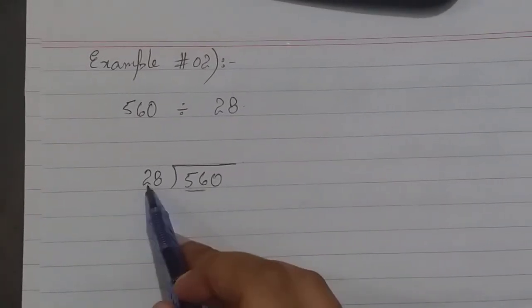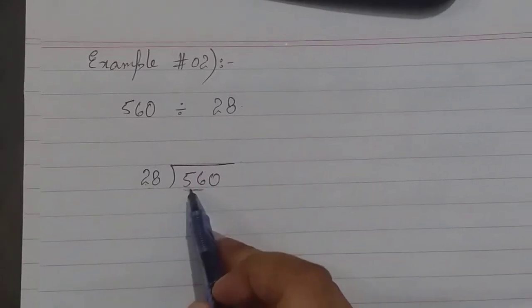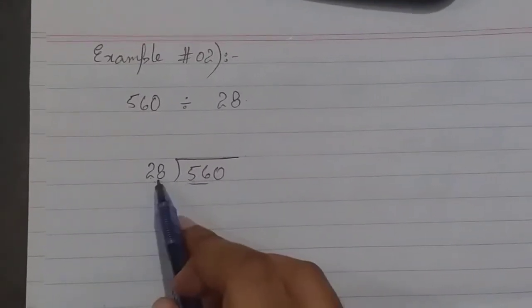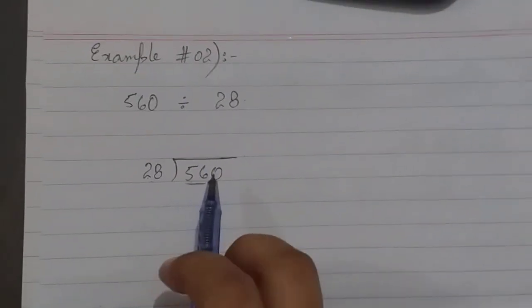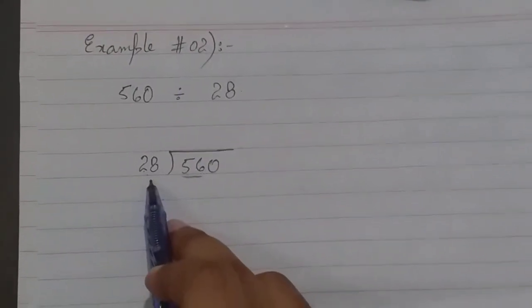Now 56 is greater than 28, so we can move towards step number 2. In step number 2 we have to find the product in the table of 28. Obviously we don't remember the table of 28.